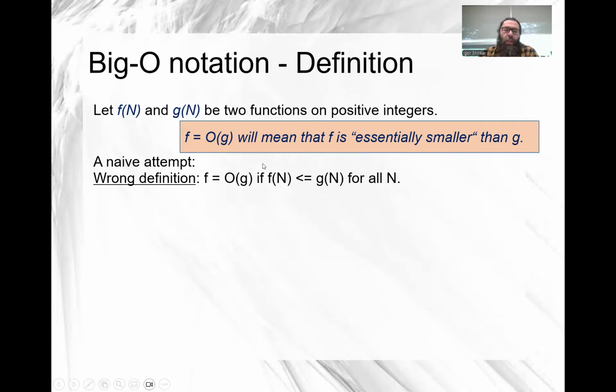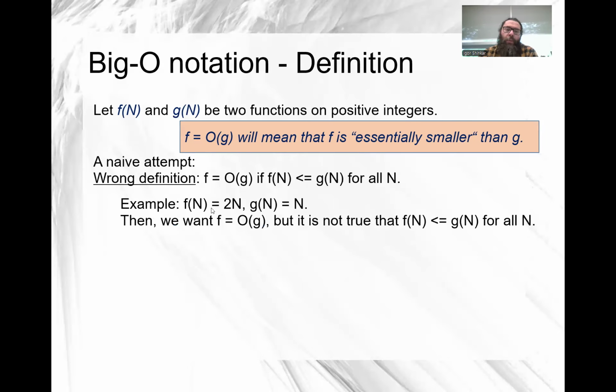Right, so here is a naive attempt. Let's try to define f equals O of g if f of n is less than g of n for all n, if f is always smaller than g. So why is this a wrong definition? Because, for example, let's say we have the problem of adding two large numbers of length n. The actual running time is 2n. We would like to say that f of n is O of n, because we want to ignore the 2, but it just doesn't fit this definition. So this definition is incorrect because it's not true that f is less than g for every n.